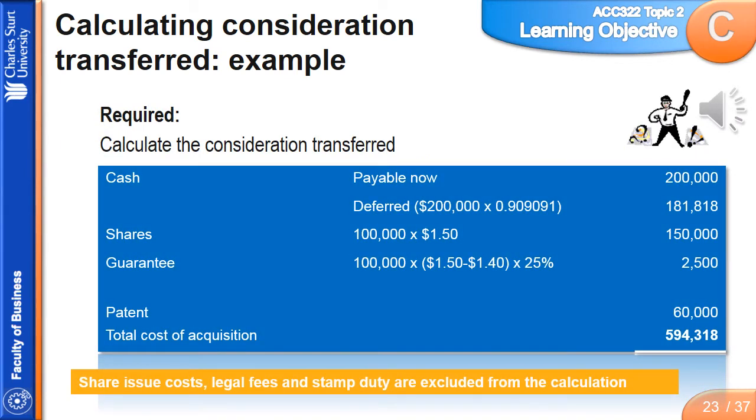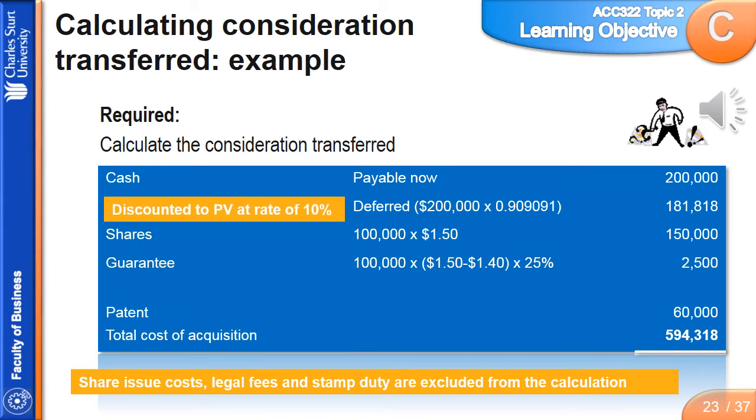So this is the calculation of the consideration transferred. And looking at cash first up, we had $200,000 that was due as at date of acquisition, so that's $200,000, no discounting involved there. However, the other half, the other $200,000, was paid a year later, so that will need to be discounted by the incremental borrowing rate, which was 10%. So 1 divided by 1.1 representing that 10% equals 0.9091, or here they've gone to a few more decimal places.